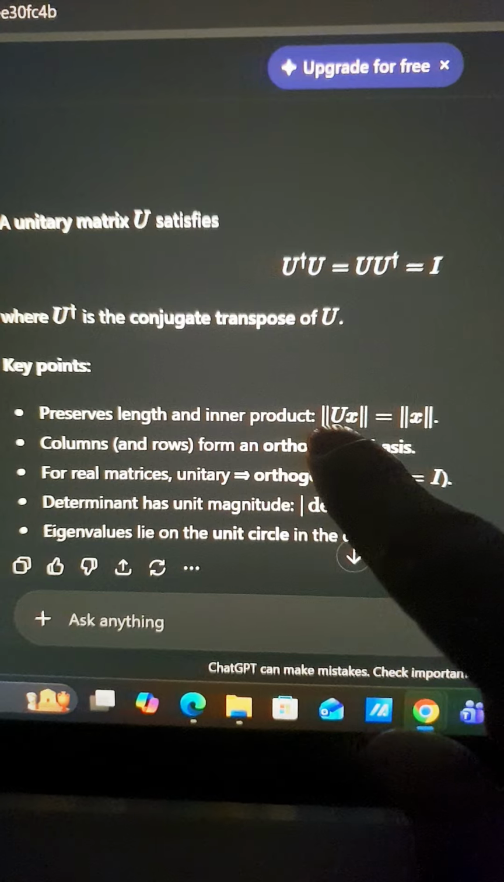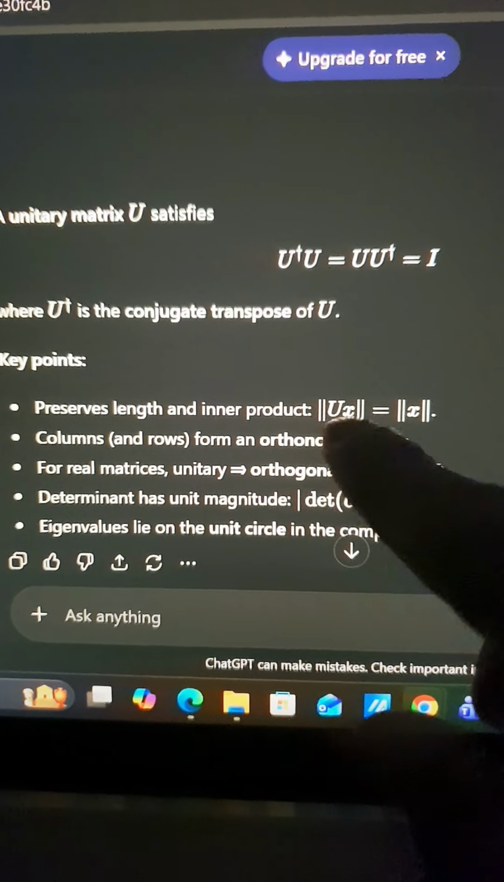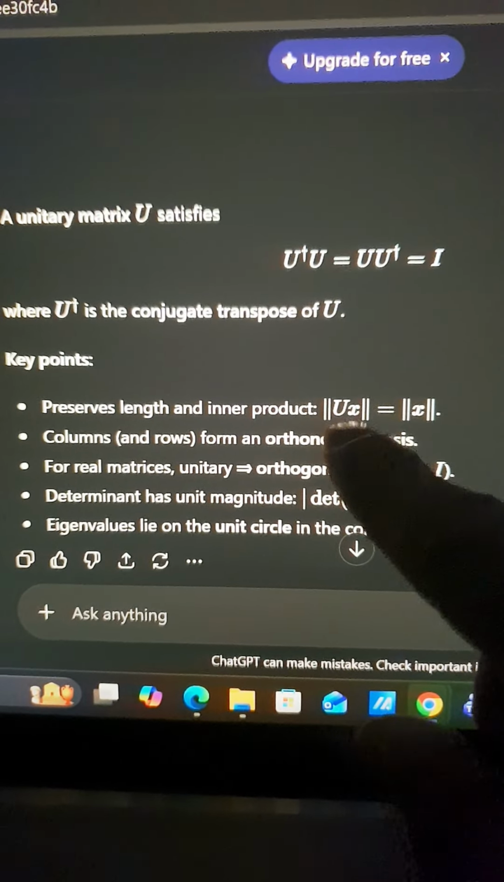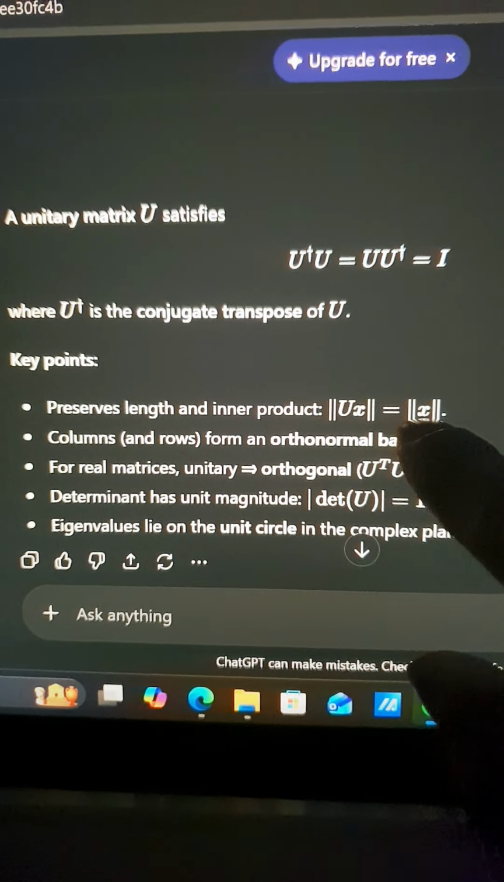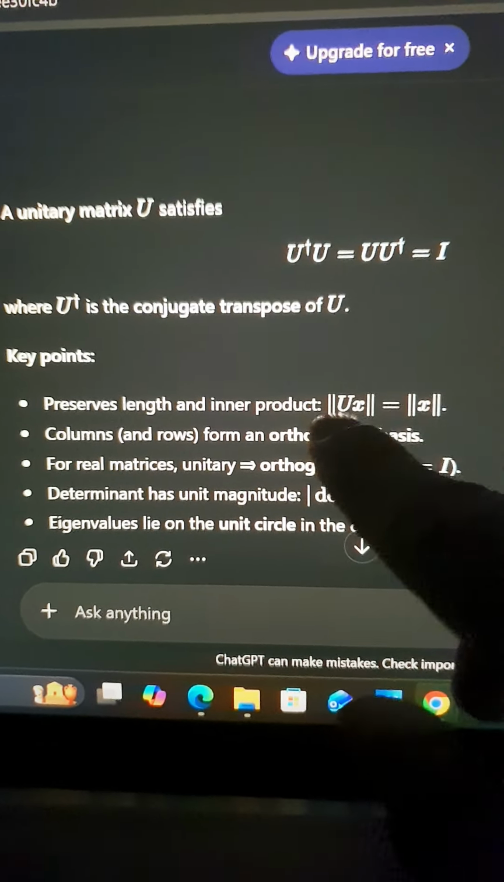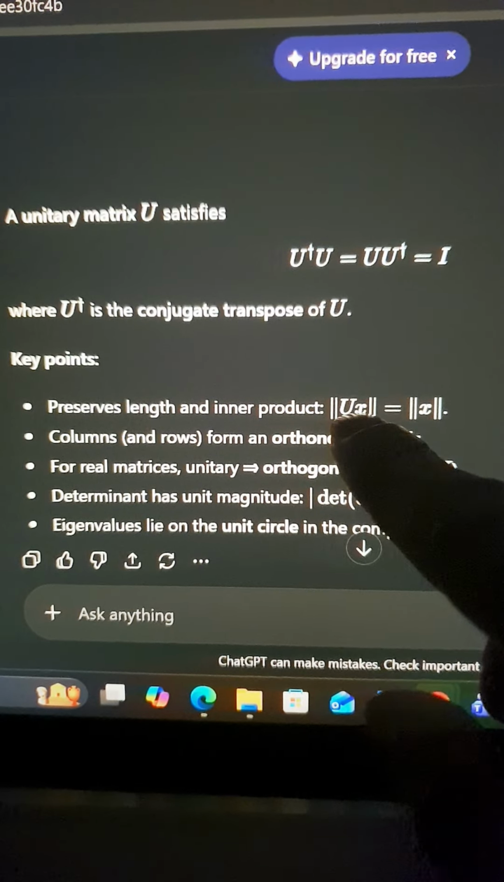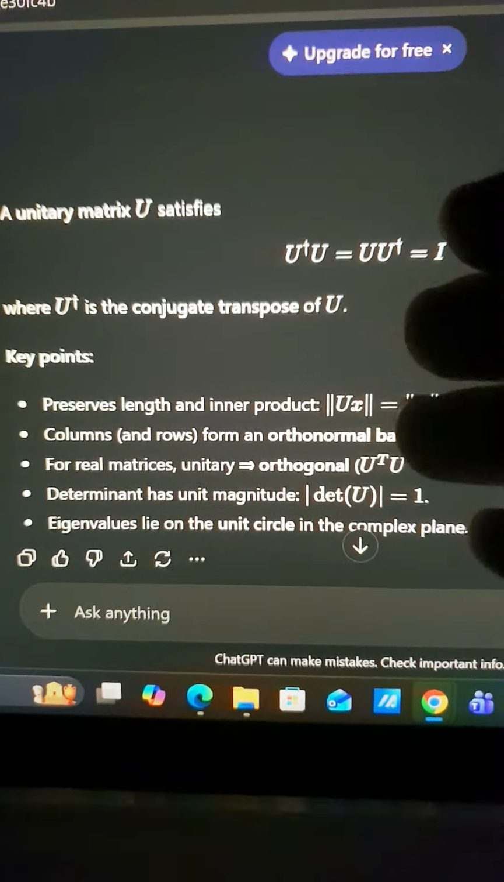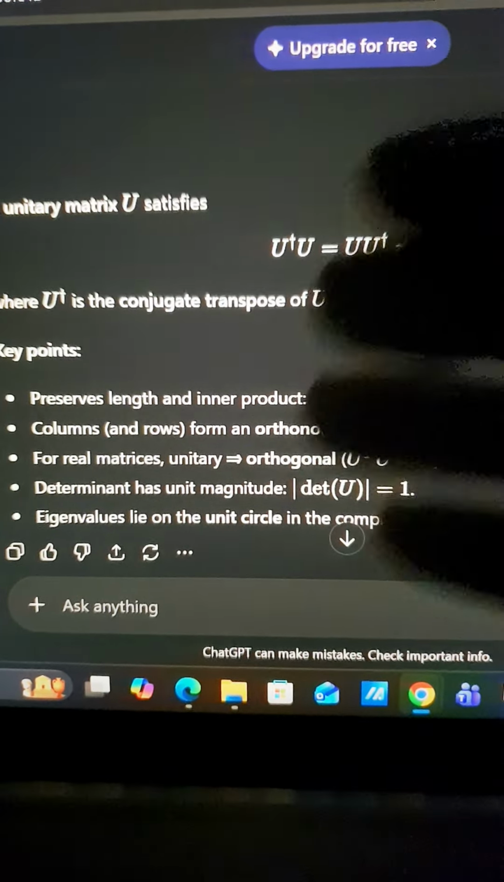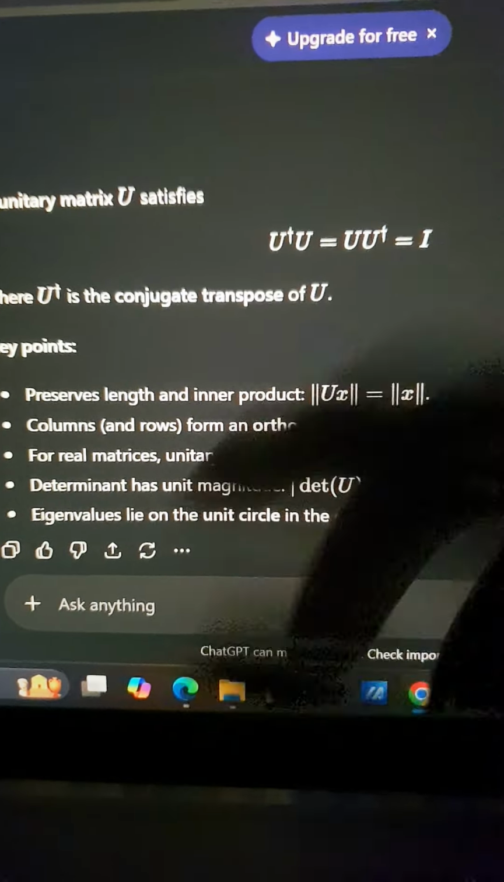So if you take a unitary matrix and an arbitrary vector and you multiply them and take the norm, you will find out that it's like taking the vector itself and taking the norm. The multiplication with the unitary matrix didn't change its size a bit, so it didn't change the norm. As we said, it doesn't change the norm, it doesn't change the inner product.